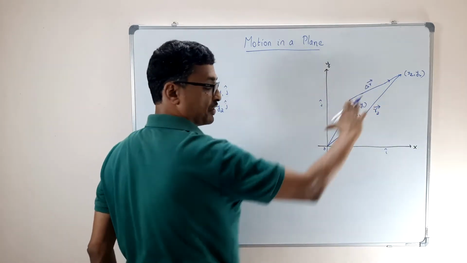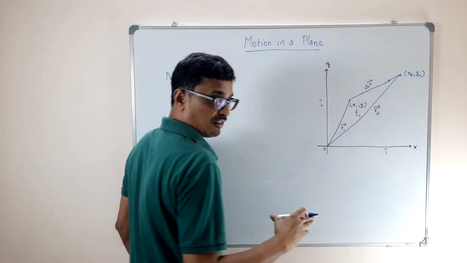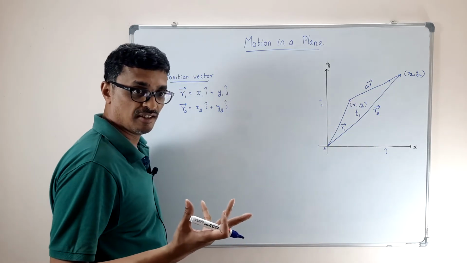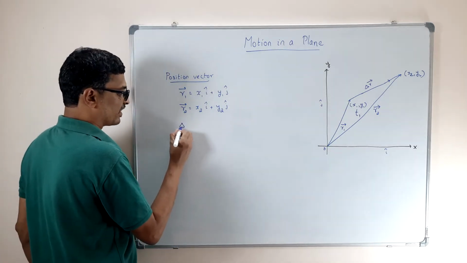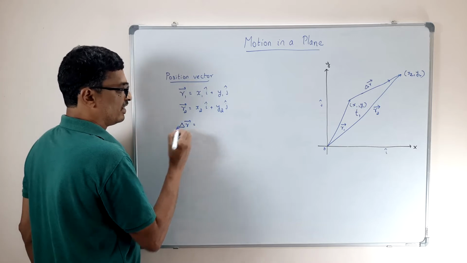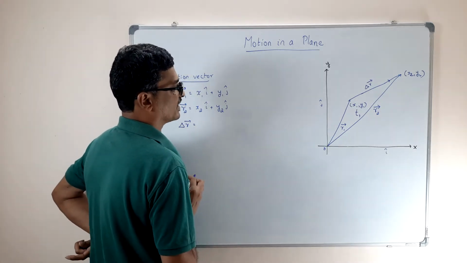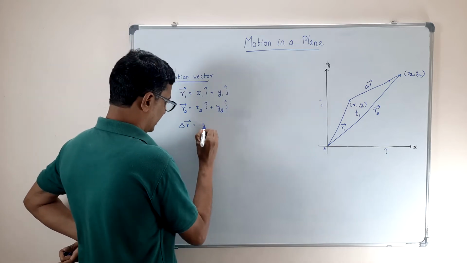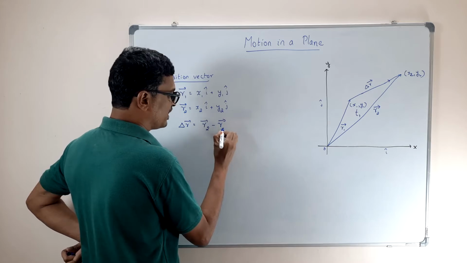So now you have to tell me what is your delta R. Given these two position vectors, what will be the delta R? That's a resultant vector, right? We have to use vector addition. So what will delta R be? You have to take the proper direction. Delta R equals R2 vector minus R1 vector. Am I right? Why is it so?